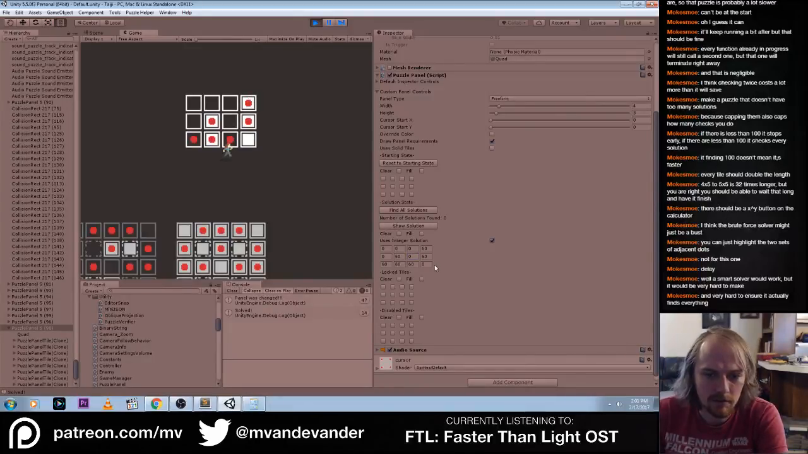That's solvable. I wonder if that's solvable any other way, though. Yeah, you can solve it that way, too. So do it that way, or that way, or that way.